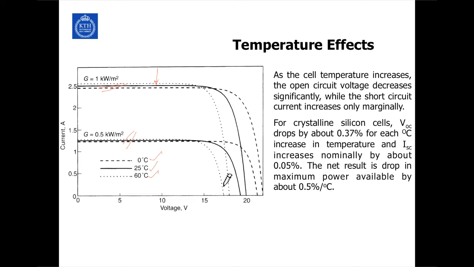But however, there is going to be a voltage change here. You can see that in this particular case the voltage changes from about 17.5 to about 22.5. So there is a significant change in the voltage with the temperature. So the effect of the temperature on the module is simply a change in the voltage, not much in the current. So for crystalline silicon cells, the voltage drops about 0.37% for each degree C.